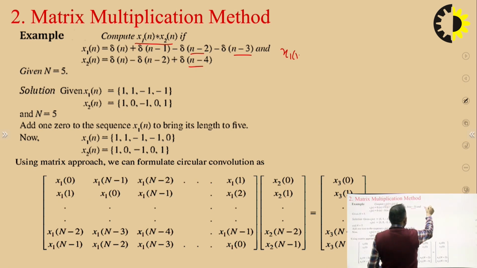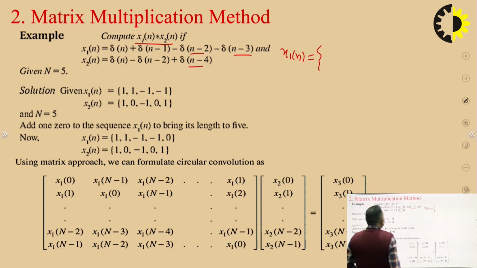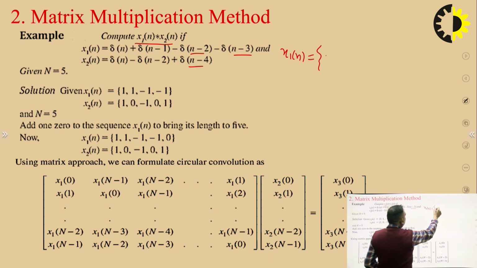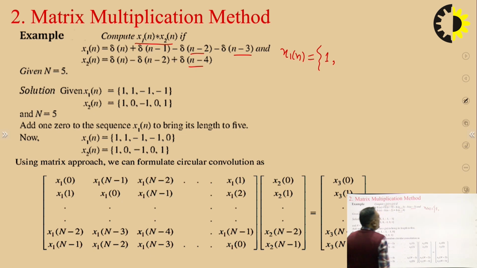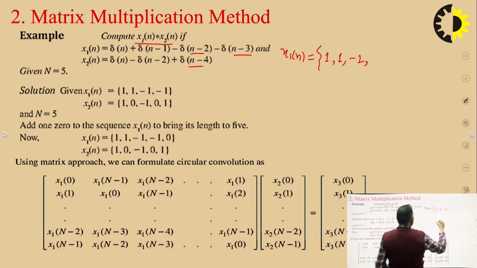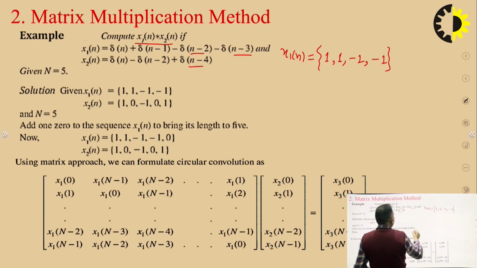So in this first sequence, at n equals 0 it is only defined and all the other values become 0. So the value is 1. So the first sequence is 1 at n equals 0. And then at n equals 1, the value of delta(n) is 0 and delta(n minus 3) is 0, so again the value is 1. The third value at n equals 2, you can see this is only defined, so this value is minus 1. At n equals 3, this value is only defined. So this is the sequence.